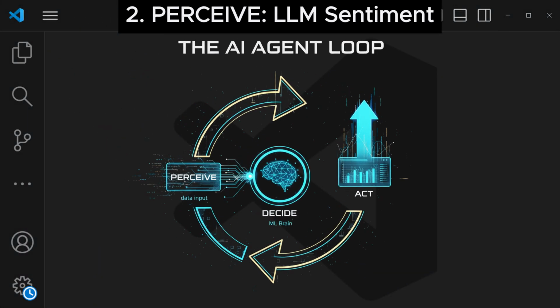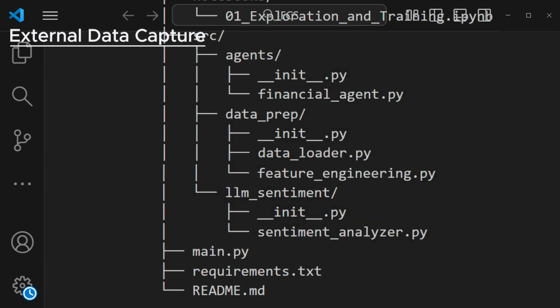The second part of perception is LLM sentiment. We use a transformers pipeline to turn aggregated news text into a numerical sentiment score. External data capture, sentimentanalyzer.py, queries the LLM API to get real-time market sentiment.